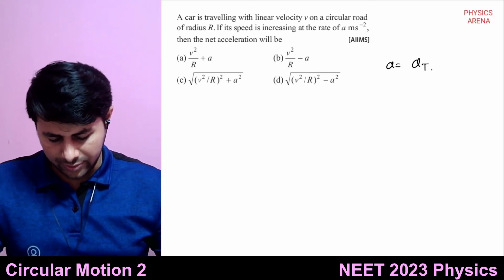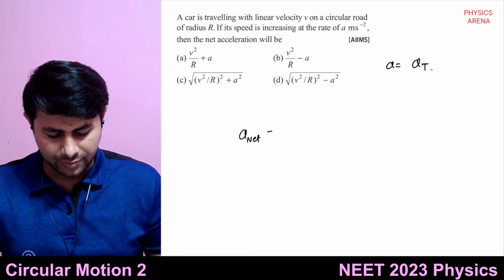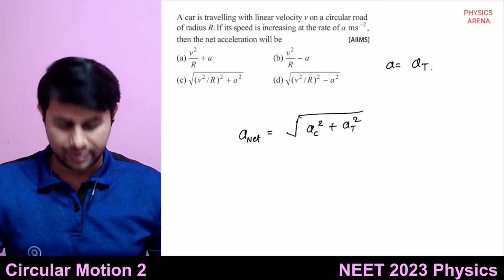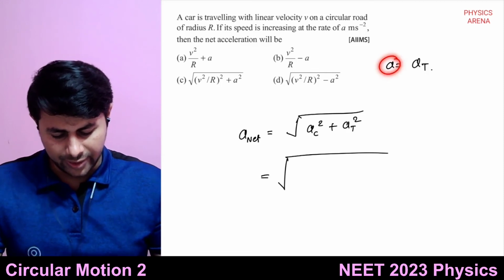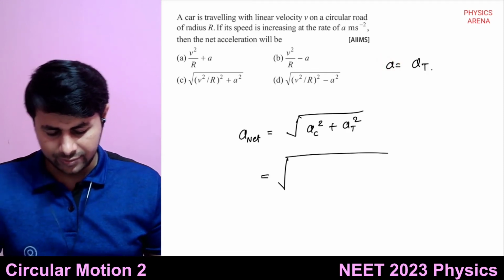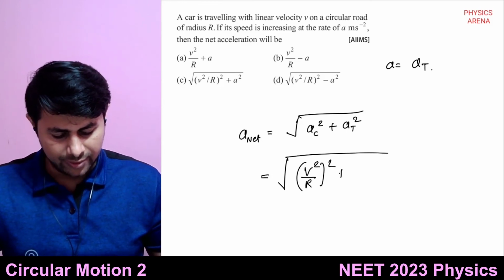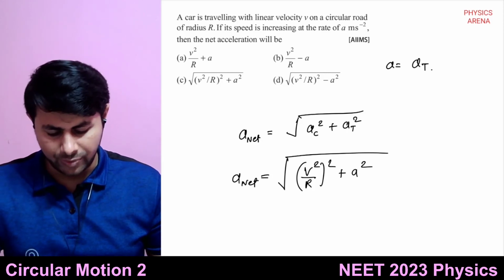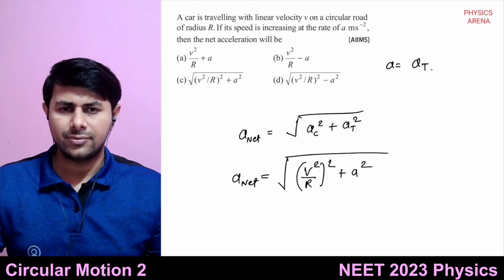Now, what is the net acceleration? We know it is the square root of AC square plus AT square. AT is given to be equal to a. What is AC? V square upon R. So it is the square root of (V square upon R) square plus a square. This is the magnitude of net acceleration. So the answer is option C. Simple. Yes, sir.